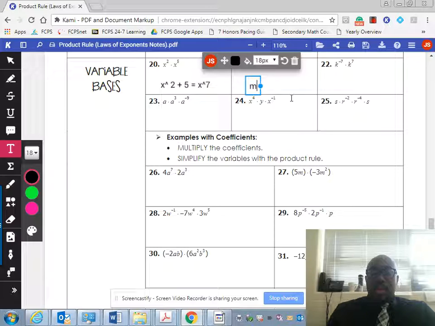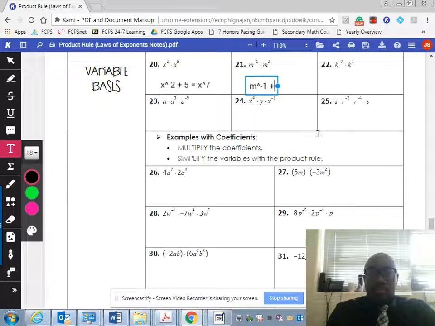We have m to the negative 1 plus 3. There we go. So now we think of our exponent rules. Negative 1 plus 3 is going to end up being positive 2. So our final answer should be m to the positive second power.